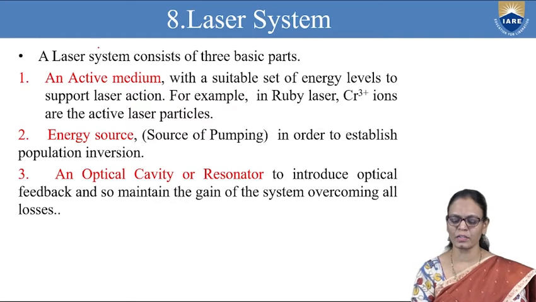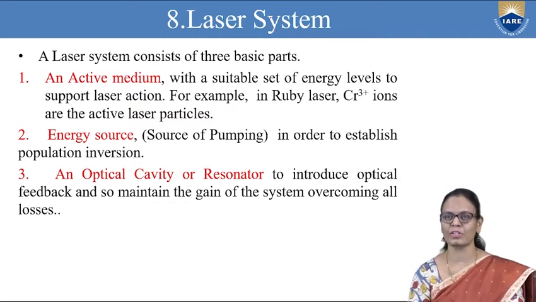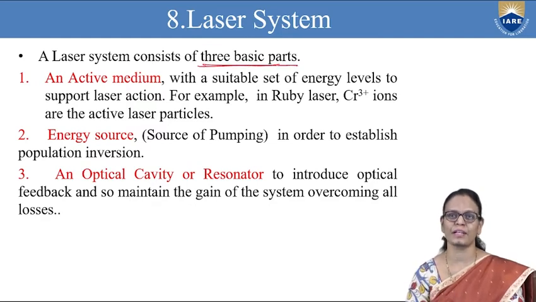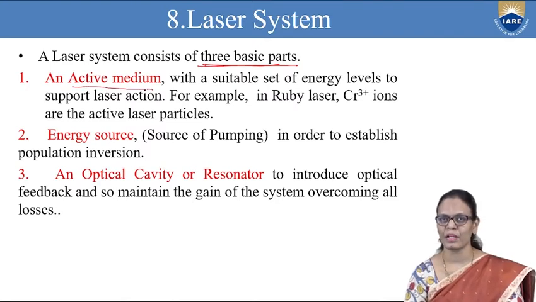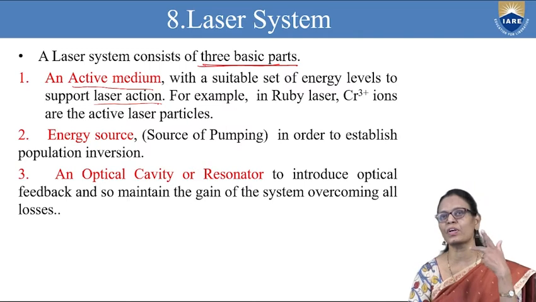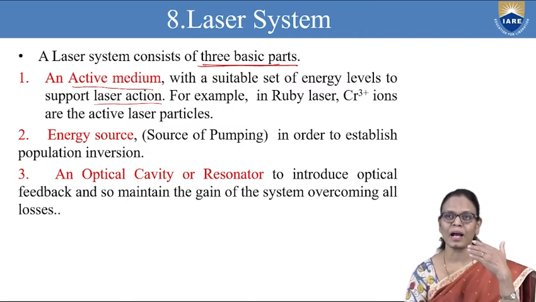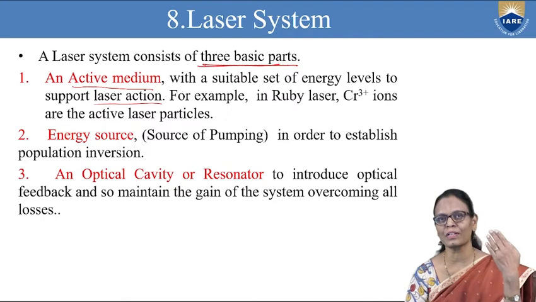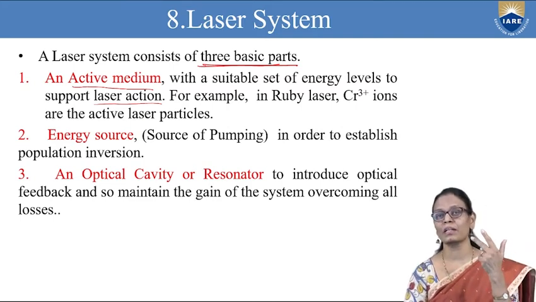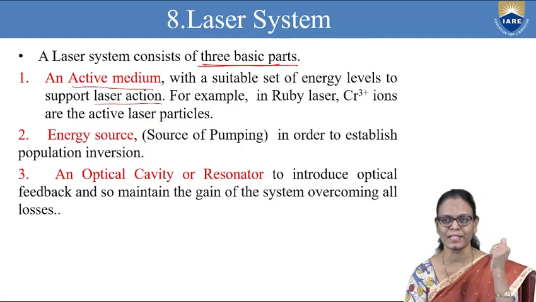Now, what are the basic parts in a laser system? A laser system consists of 3 basic parts, 3 important things. One is the active medium. What is an active medium? An active medium with a suitable set of energy levels to support the laser action. So it should have a set of energy levels, like we were talking about the atoms excited from lower energy level to the higher energy level. So at least there should be 2 energy levels minimum. 3 is always preferred, but minimum 2 energy levels to have the lasing action.